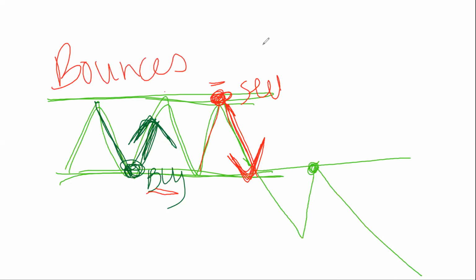Right? So we're expecting it to bounce off the support, we're going to go in for a buy. If you see it bouncing off the resistance, we're going to go in for a sell.